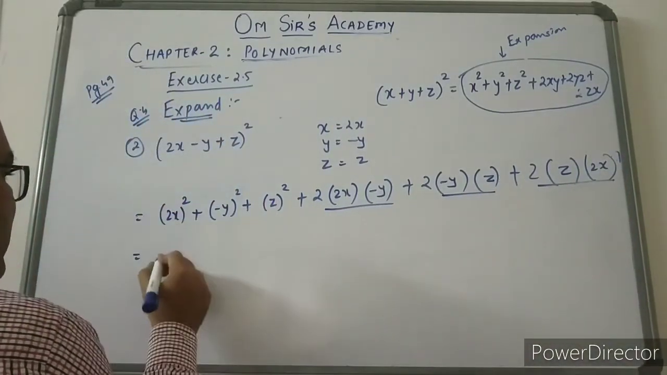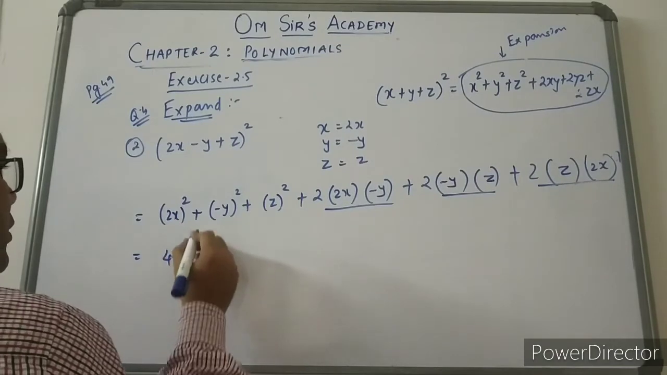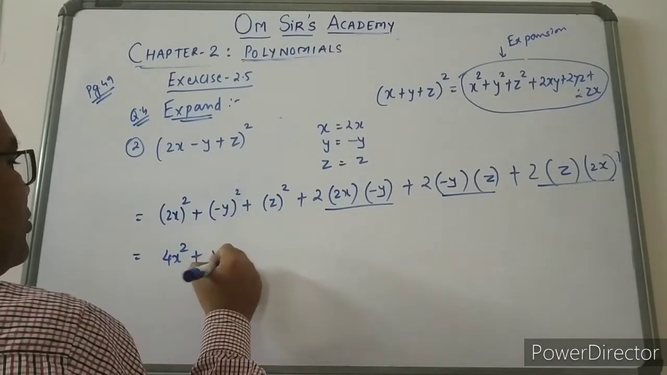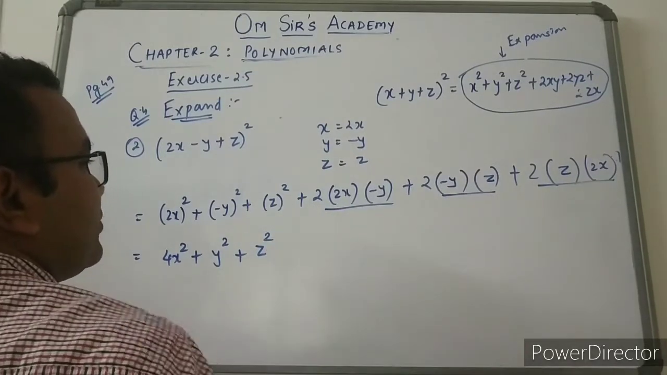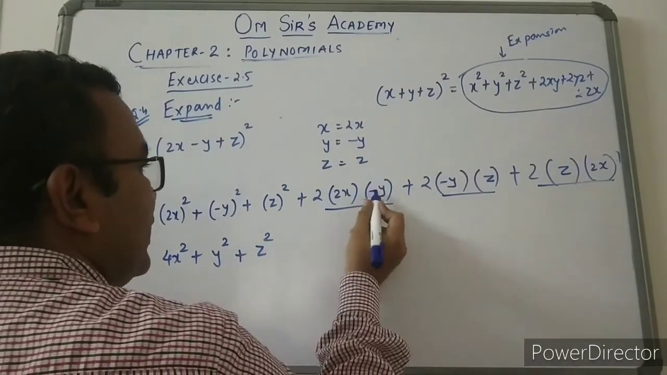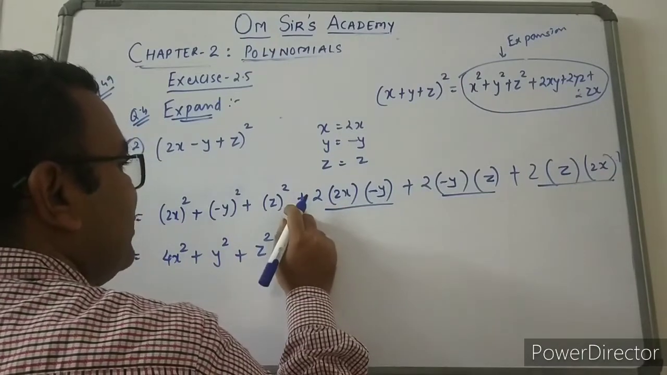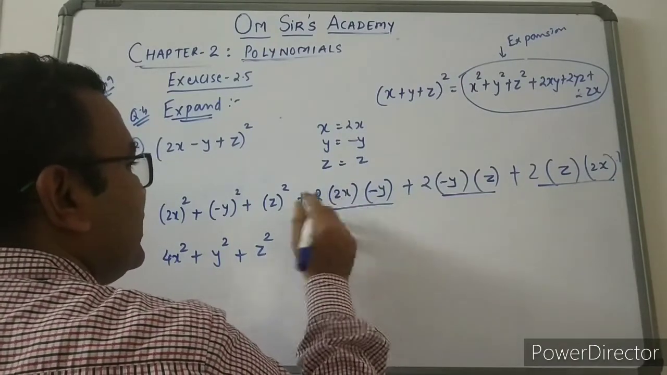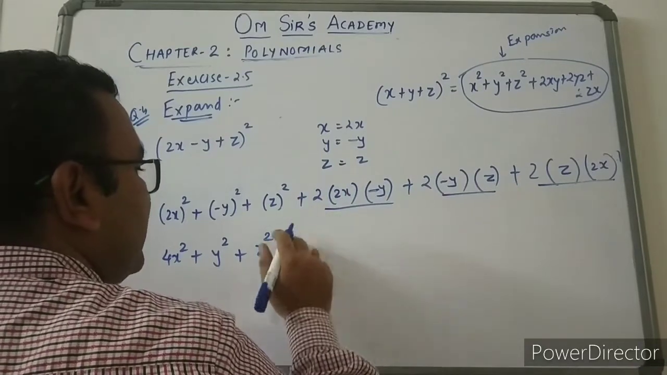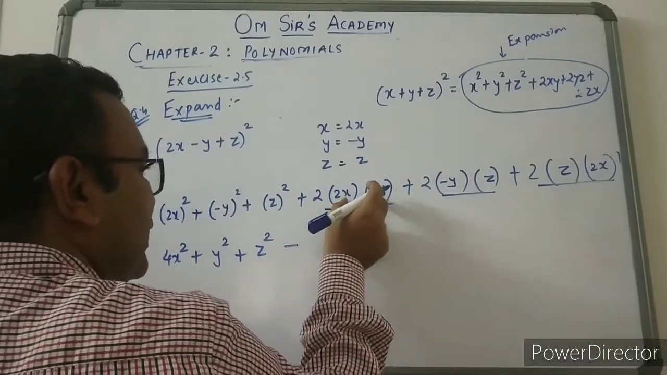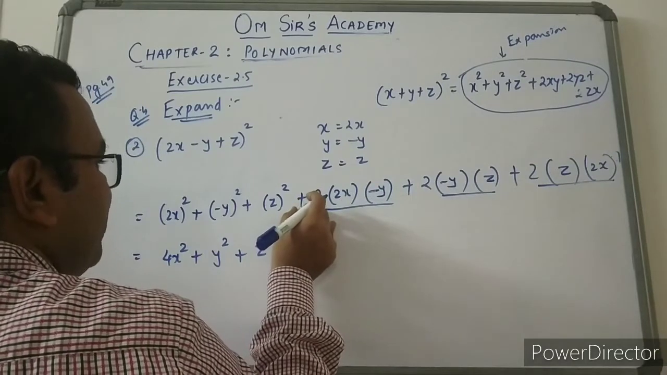Now if I solve this, it will be 4x square plus minus y का square क्या हो जाएगा, plus y square plus z square plus, now see friends, here there is a single negative sign over here, so this sign will become plus. If there are double signs, then it will remain plus only. This sign will become negative over here, and if there are double negative signs, then it will remain plus only.